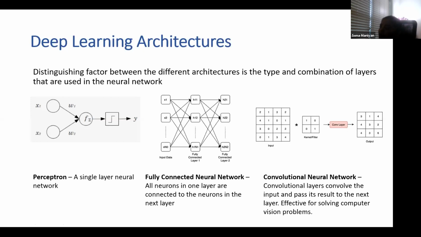And there is the convolutional neural network, where convolution layers convolve the input, or there's an operation happening here, and then it passes that result to the next layer. This has been pretty effective for working on computer vision problems.